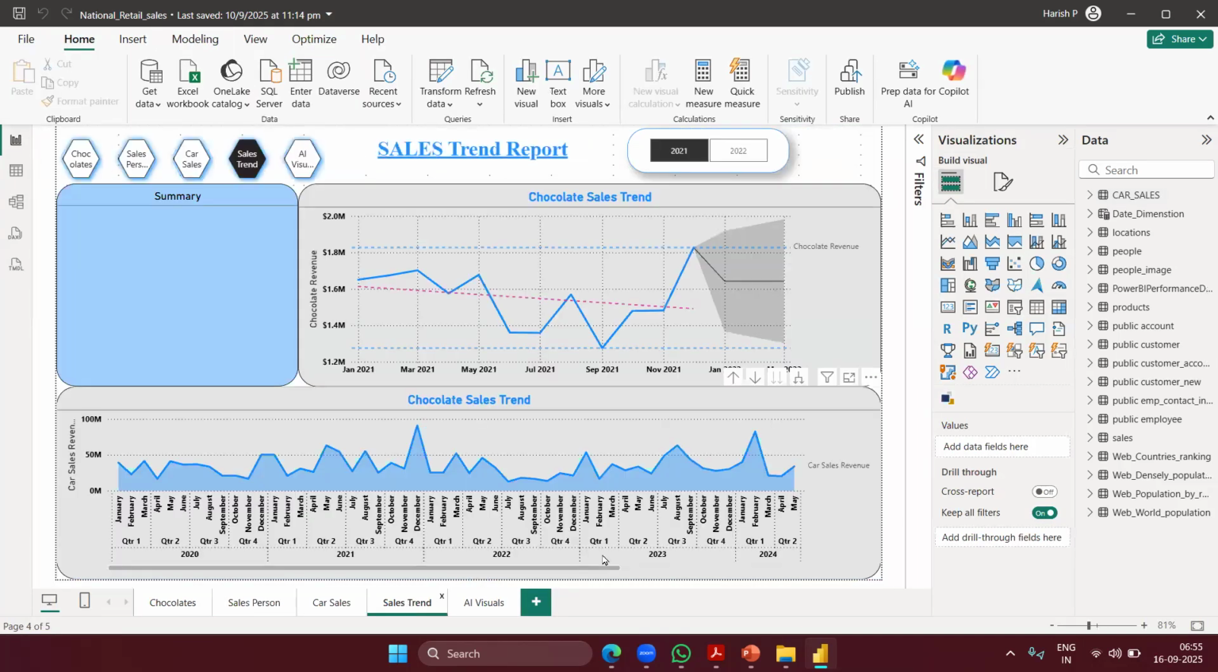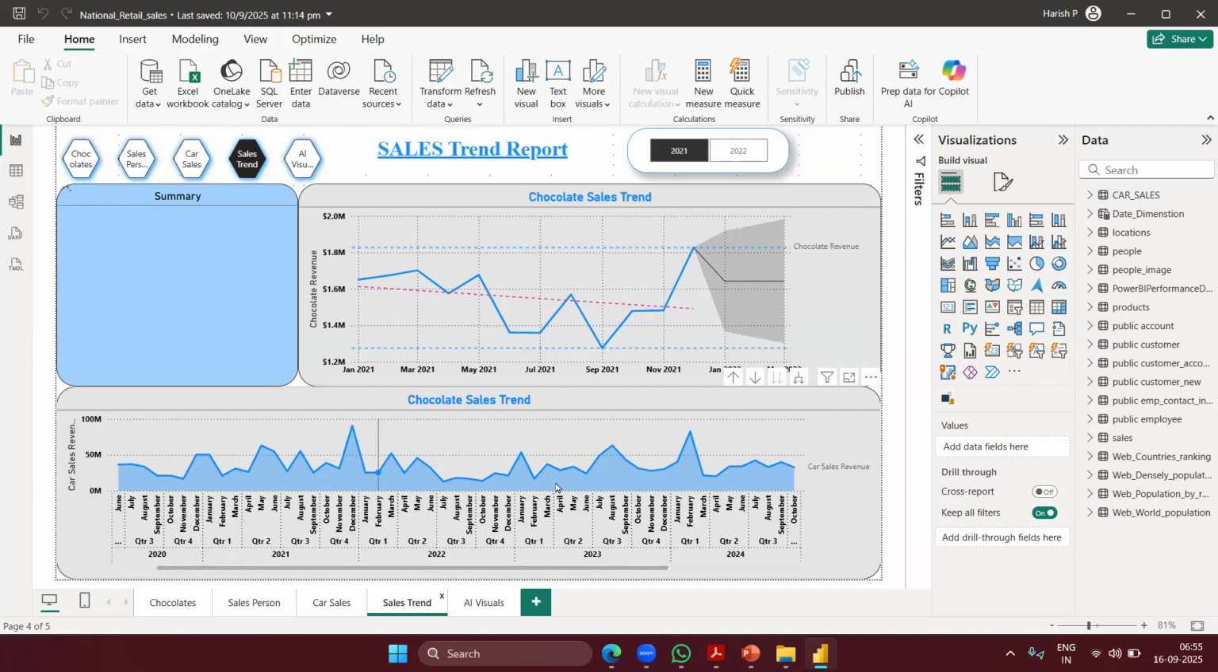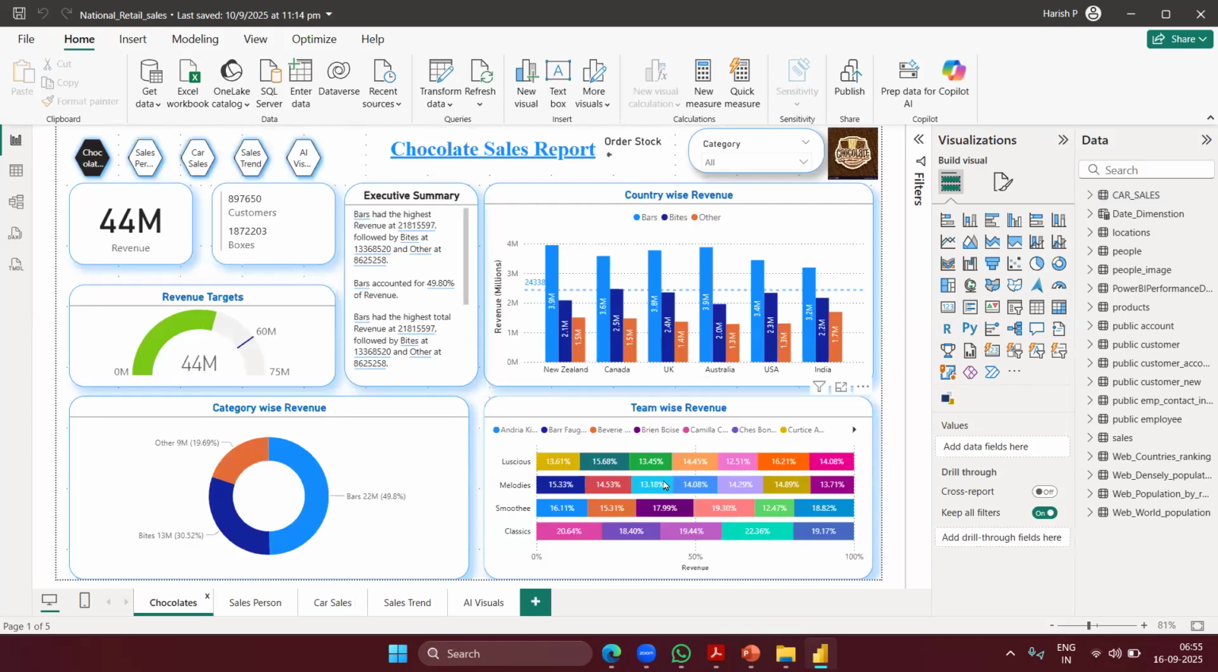Suppose if you see the sales, see here. Similarly, for chocolate sales, what is your total sales, what is your customers, and in which country how much sales are happening. So one thing is, if you remember, there is a good statement from Einstein that one picture is worth 1,000 words.